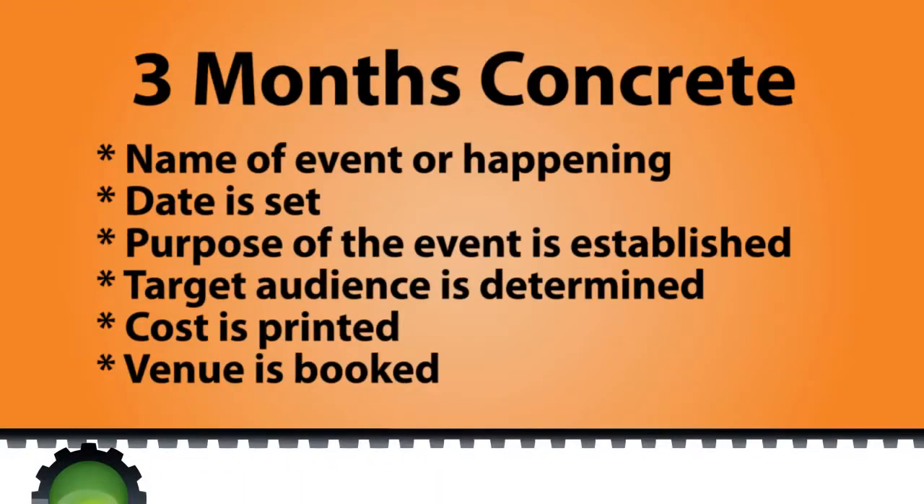So the larger the church, the more months that may be applied to each segment. But for the sake of explanation, let's just go with 336. So the first 3 months of this segment is concrete. In other words, you have the name of the event or the happening. You have the date it's set. The purpose of the event is established. A specific target audience has already been determined.